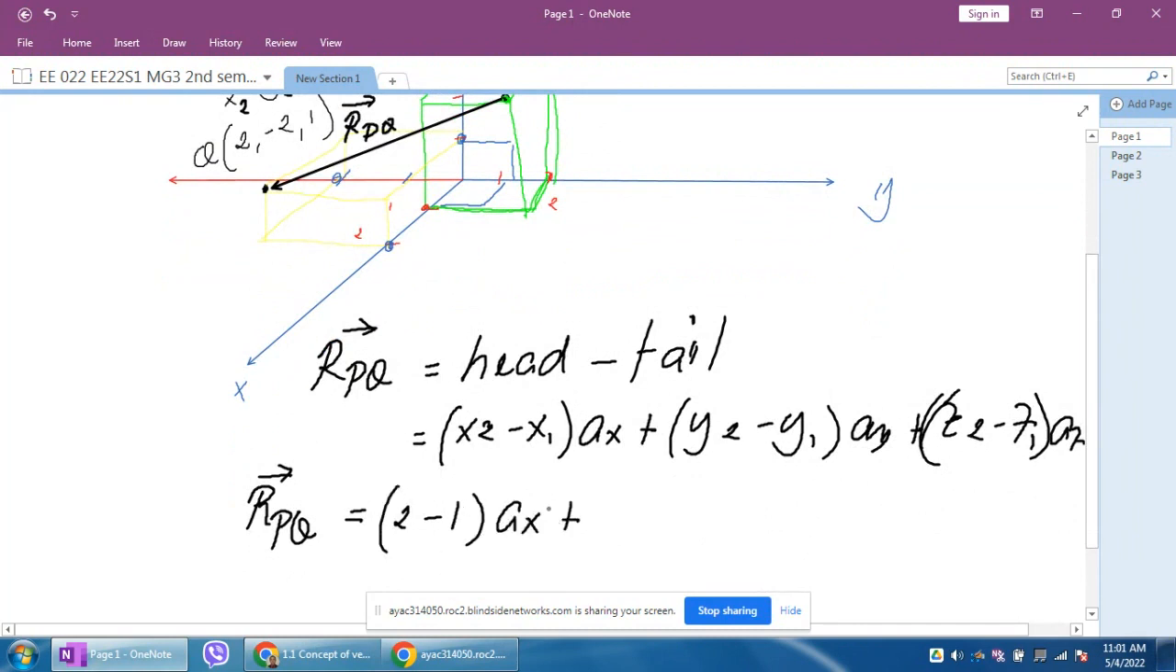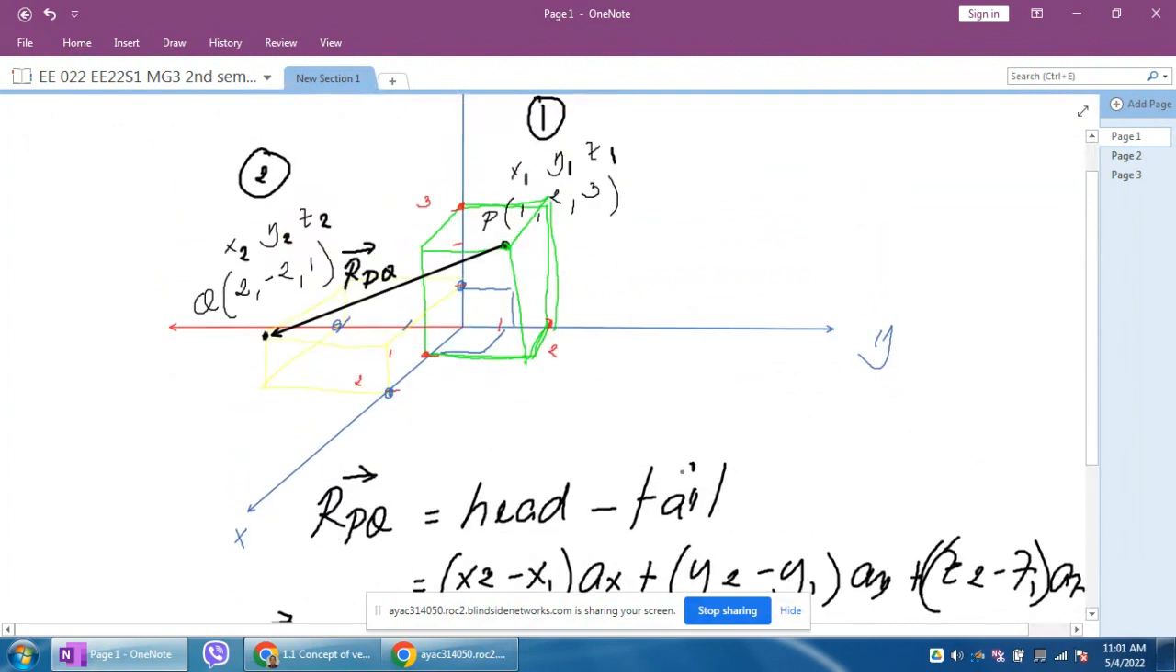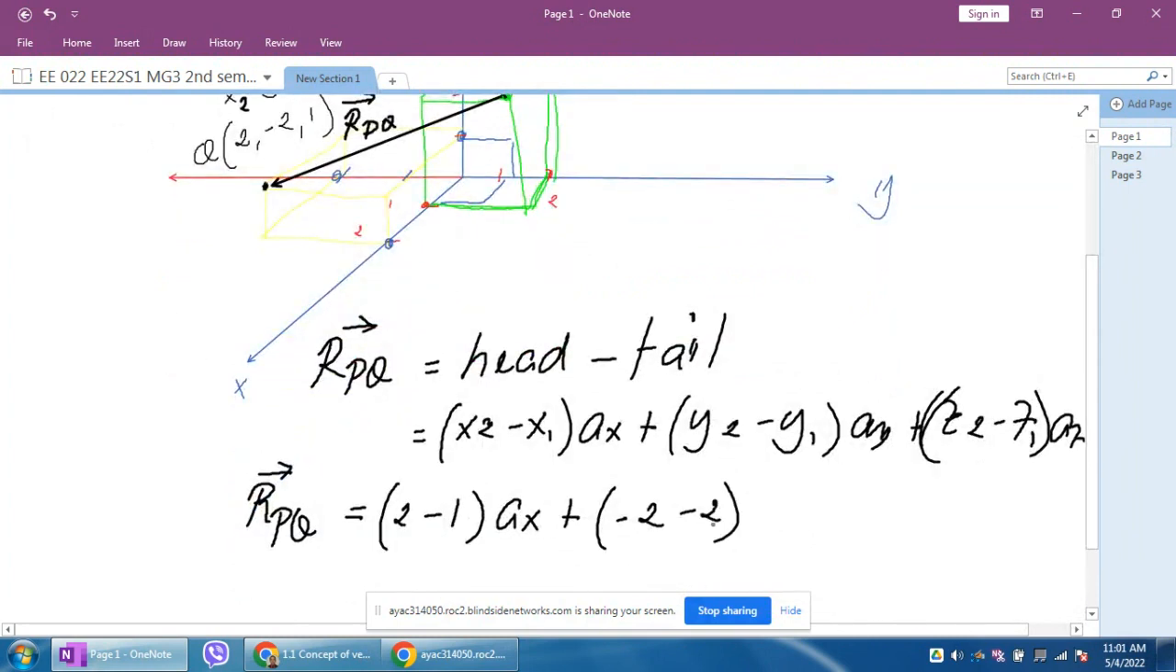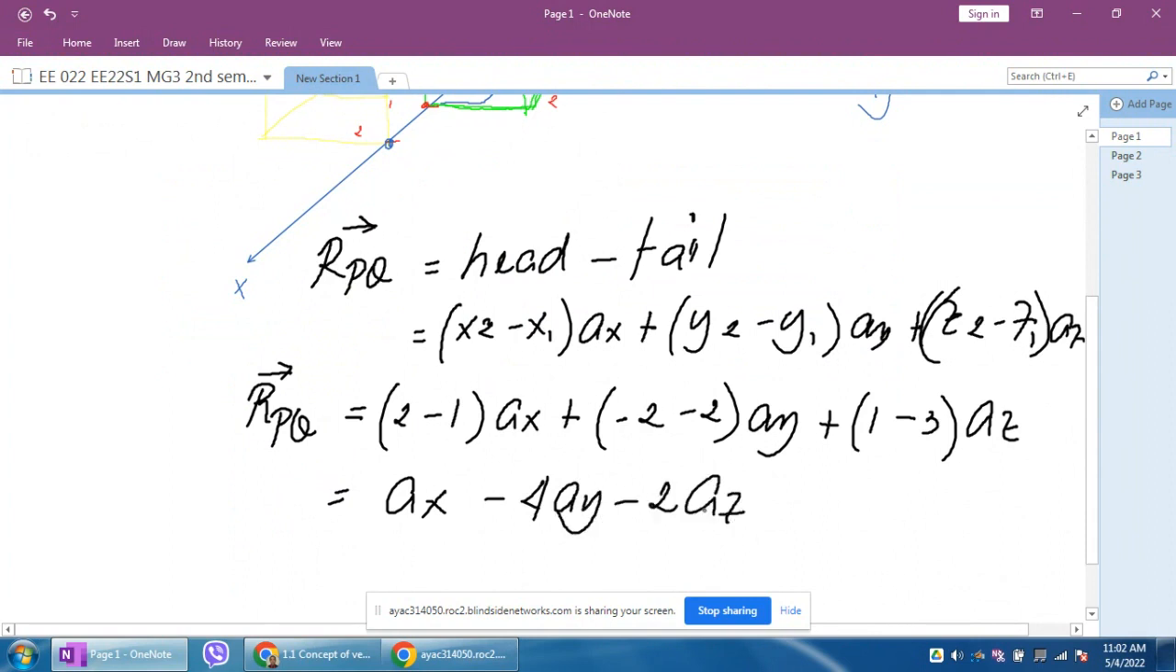Ax plus y2, you have negative 2 minus y1 is 2. Ay plus z2 is 1 minus 3 az. So therefore we have ax, so 2 minus 1, that's 1. So pwedeng hindi ko na isulat yung 1 minus 4 ay minus 2 az.